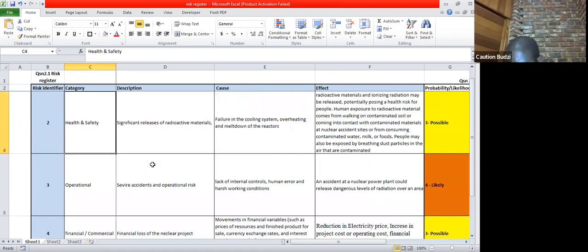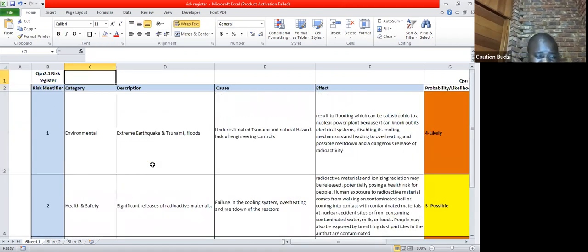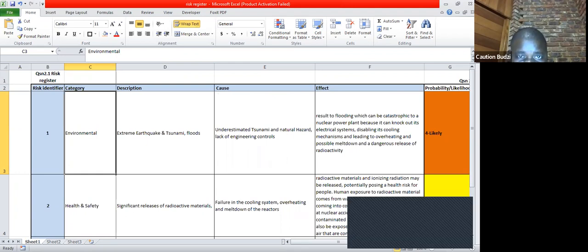So in short, these are the 5 risks, inherent risks, which I have identified with regard to a nuclear power plant. Do I have any questions?